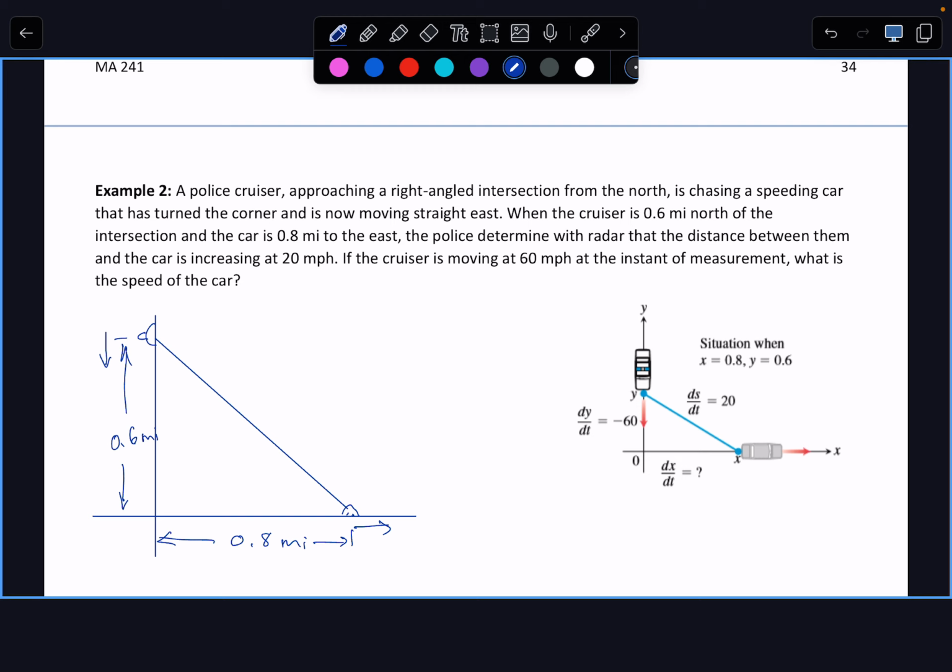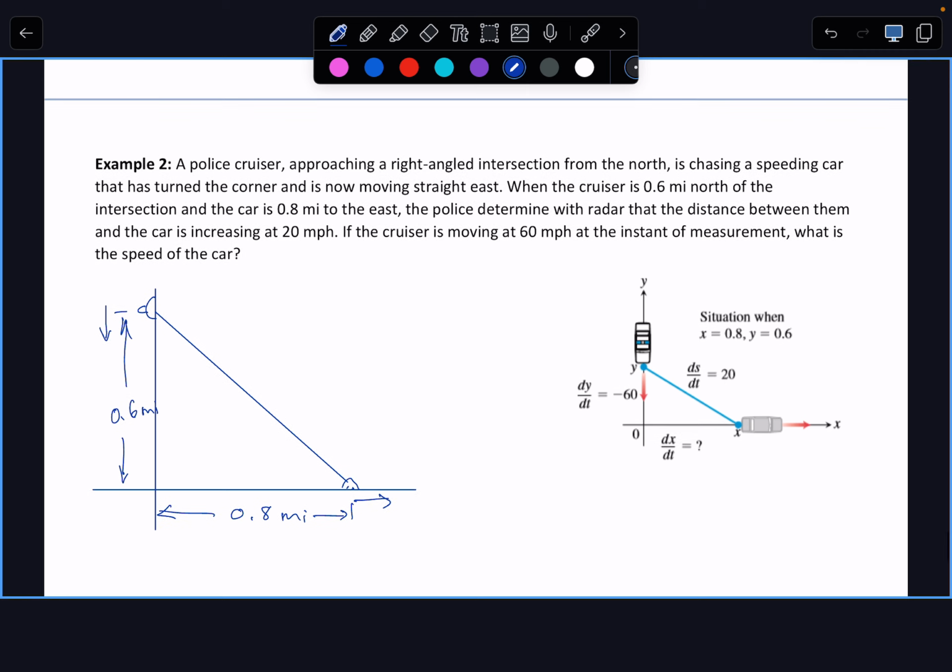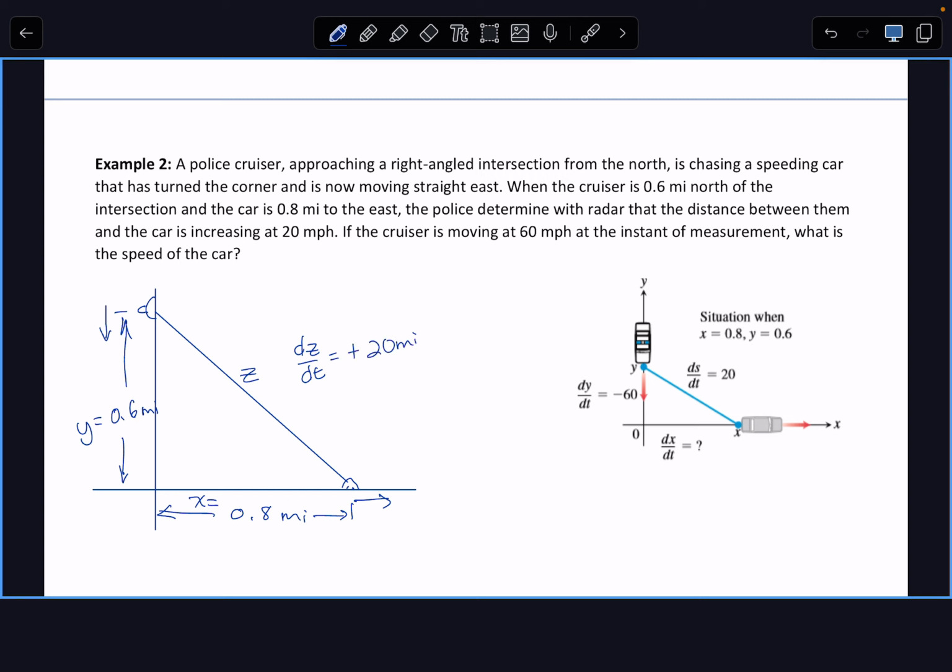And at this point in time, I kind of say, gee, I need some variables because I have a rate here. So as soon as I see a rate, I usually say it's time for variables. I'm going to actually call this side right here X, this side Y, and I'll call this side Z, not S like they do in the picture over there. And if I know the distance between the police car and the car that's racing away is increasing at 20 miles per hour, that gives me dz/dt, right? And because it's increasing, it's a positive 20 miles per hour. And I'm going to write it as miles per hour. Okay?